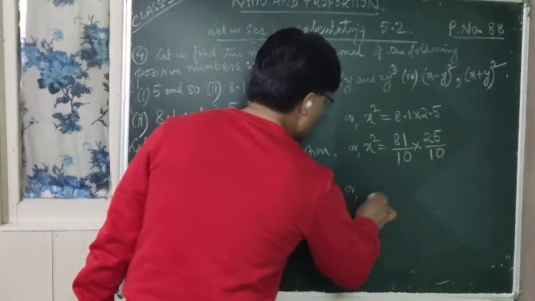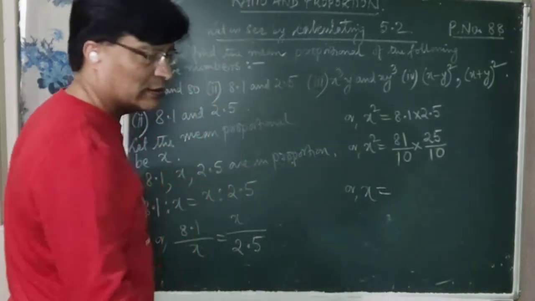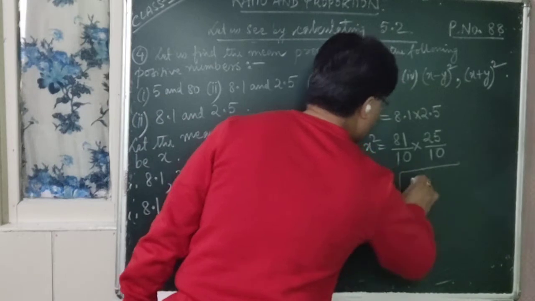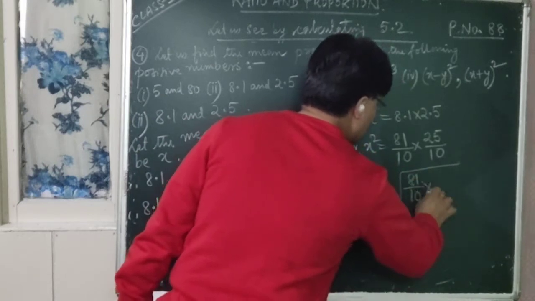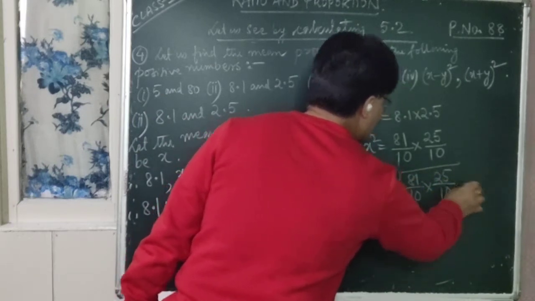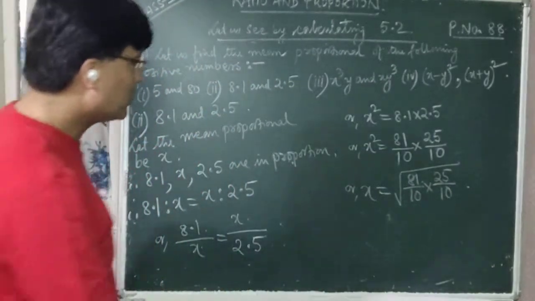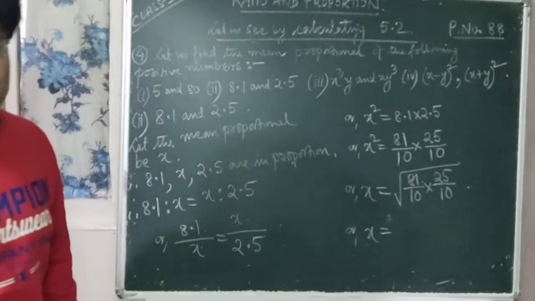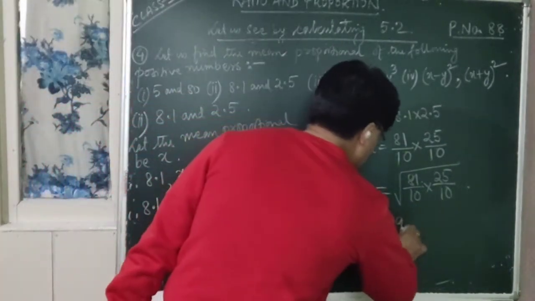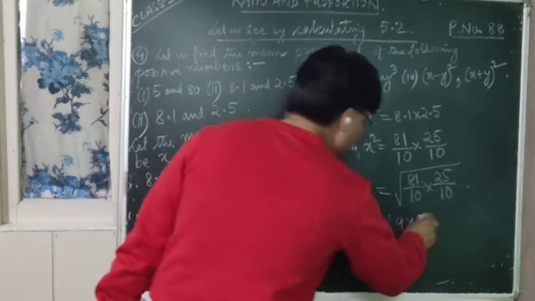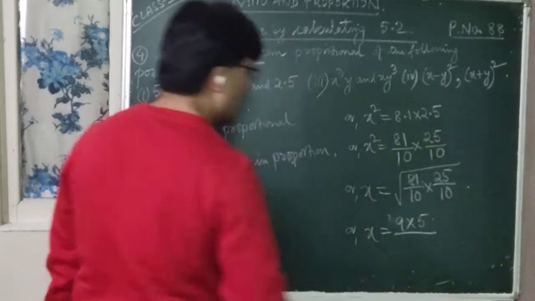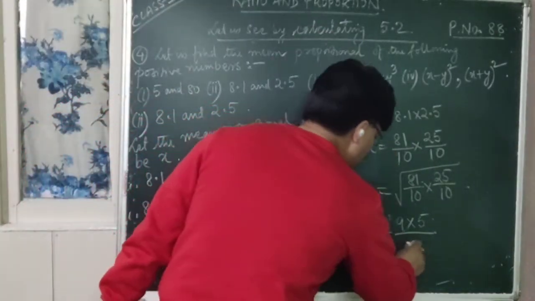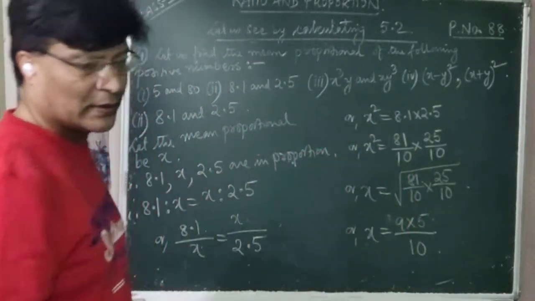Okay? So what is the value for x? That means we are taking the square root on both the sides. Root over 81 by 10 into 25 by 10. Right? So you can simplify it further. x is equal to, you know the square root of 81 is 9, into the square root of 25, which is 5. What is the square root of 10 into 10? That is 10 squared, isn't it? That is 100. What is the square root of 100? That is 10. Is that clear?